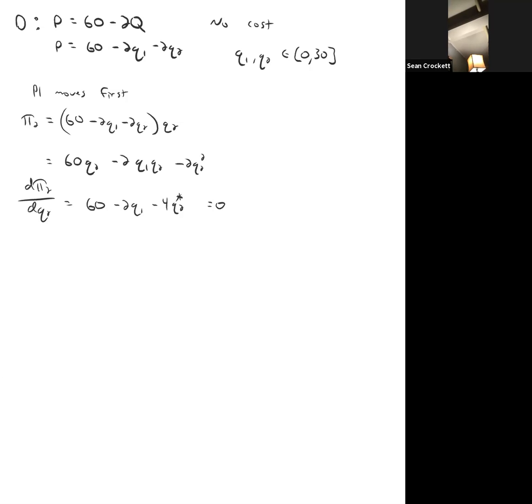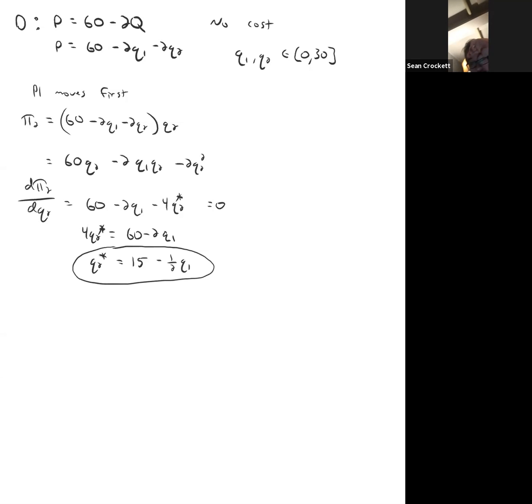And so we're going to get 4Q2 star equals 60 minus 2Q1. And so Q2 star equals 60 divided by 4, geez, 15 minus 1/2 Q1. Okay? So that's the best response of player 2.